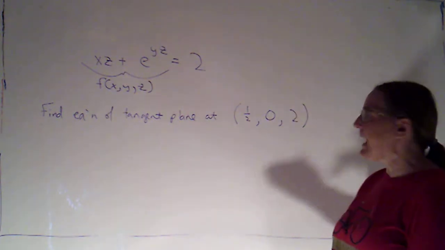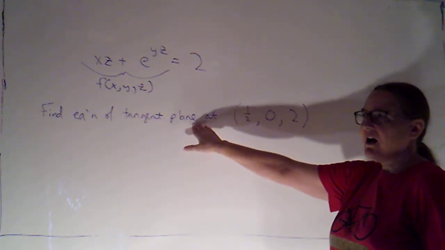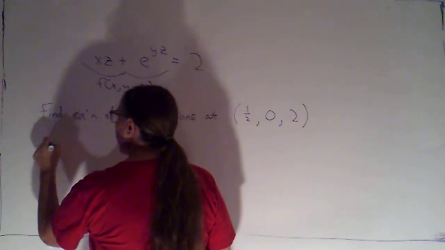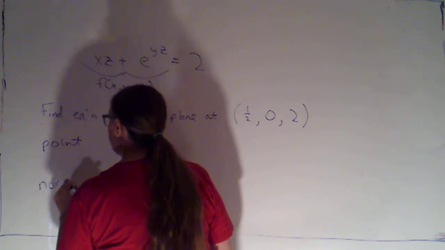But that's cool, because now I'm looking for a plane. I need a normal vector. I can work with that. So I'm going to just use point normal form. So I'm going to need a point, and I'm going to need a normal vector.